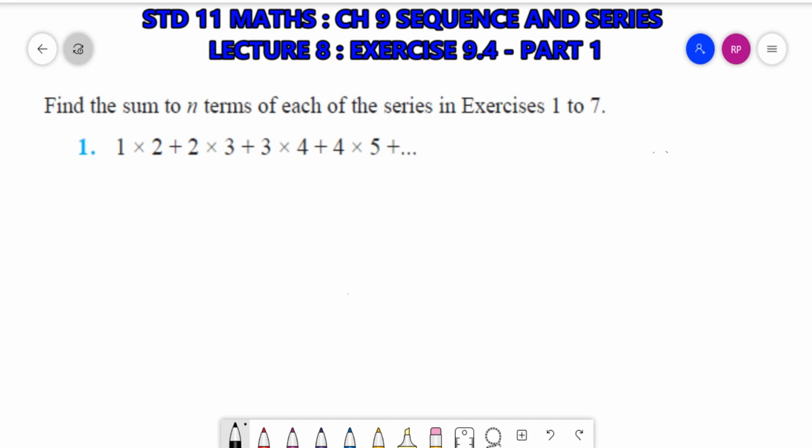Question 1. It's given that you have to find out the sum to n terms. So find the sum to n terms of each of the series in exercise 1 to 7. So for question 1 to 7, you have to find out the sum to n terms. Now question 1 is 1 into 2 plus 2 into 3 plus 3 into 4 plus 4 into 5. So here there are two series given. 1, 2, 3, 4, these terms. Okay, and the other is 2, 3, 4, 5.